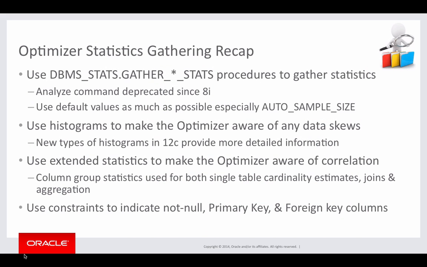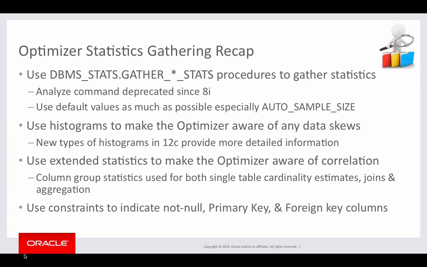So just to quickly recap, I wanted to give you some guidance on how to ensure that you are gathering the best statistics for the tables and indexes in your schema. First thing you want to do is use DBMS_STATS. You want to use the gather stats procedures in this package rather than the ANALYZE command, since that command has been deprecated since Oracle 8i, and it doesn't even gather the correct statistics needed by the optimizer's cost model today.